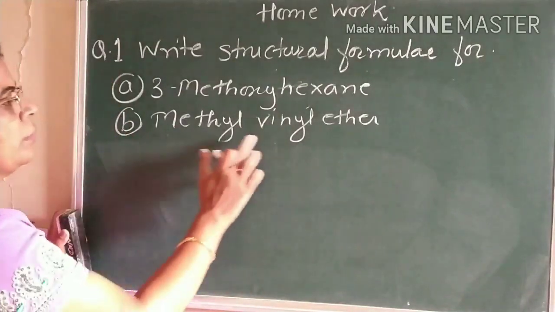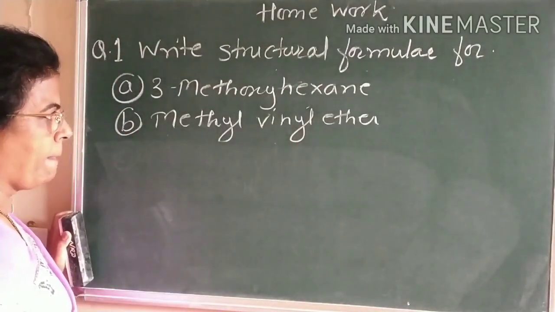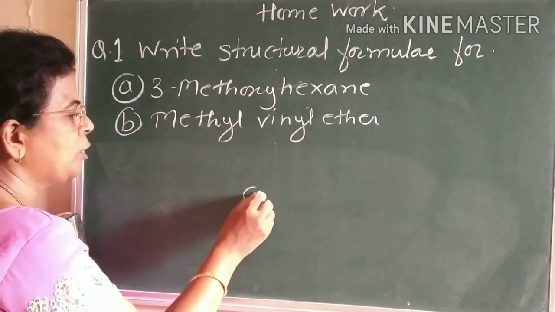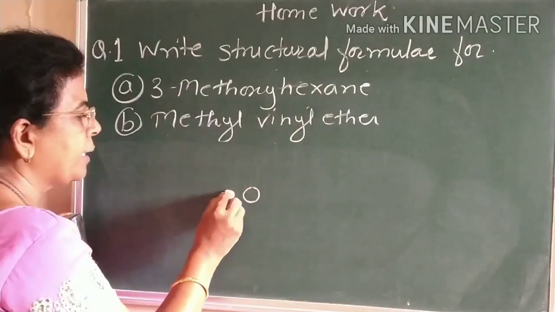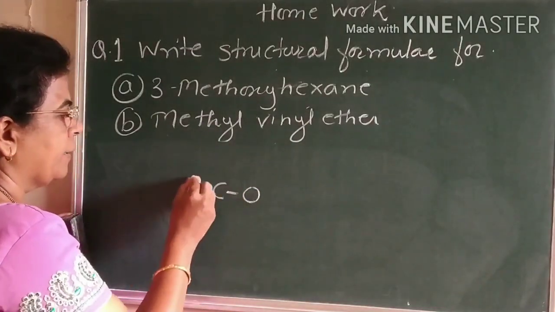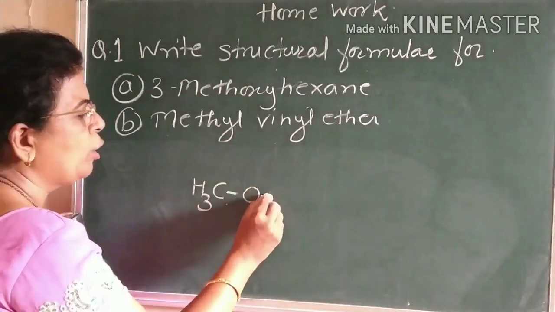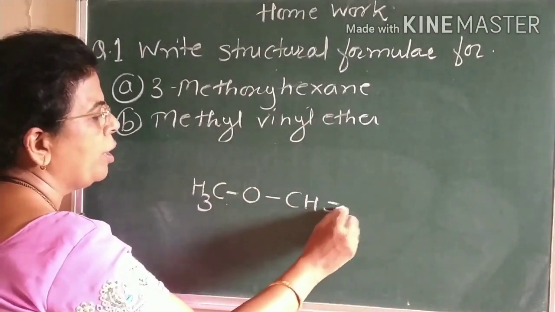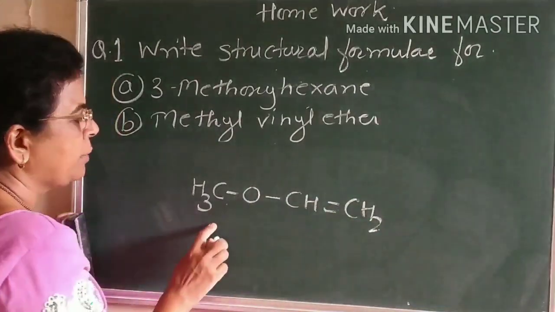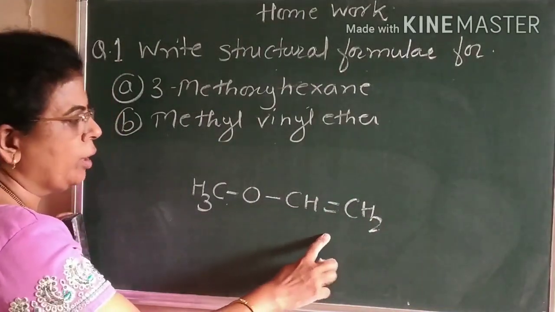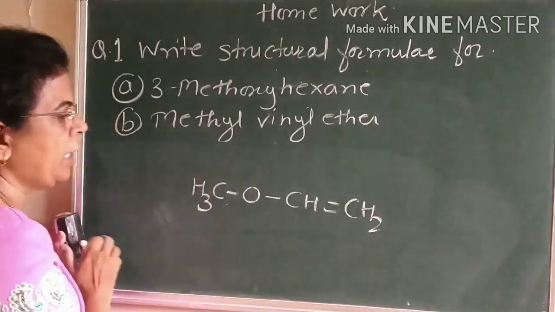Now this one, methyl vinyl ether. Ether means O. The oxygen atom is attached to a methyl group and a vinyl group. Vinyl means CH=CH2 group. This is methyl, this is vinyl group, therefore it is methyl vinyl ether.